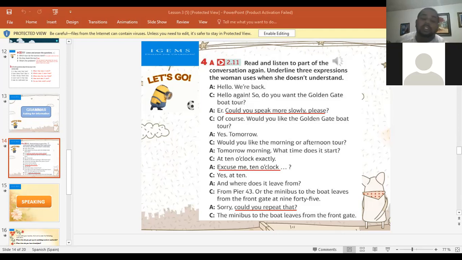For example, what time do you leave home? That's just an example. Not necessarily you need to do that, but the idea is that you learn how to say it and how to use it in context. For example, what time do you leave home for school? I leave home for school at 7 a.m.